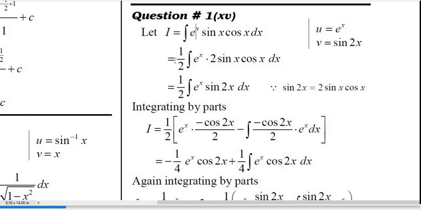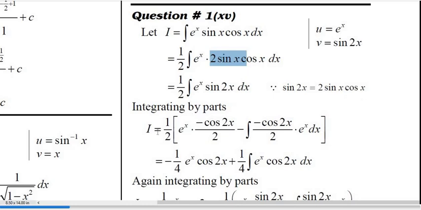We know that from double angle identities, sin 2 theta is equal to 2 sin theta cos theta. Here sin theta cos theta is available, but 2 does not appear in this question, so we divide and multiply by 2, and in place of 2 sin theta cos theta we write sin 2 theta, since sin 2x is equal to 2 sin x cos x.